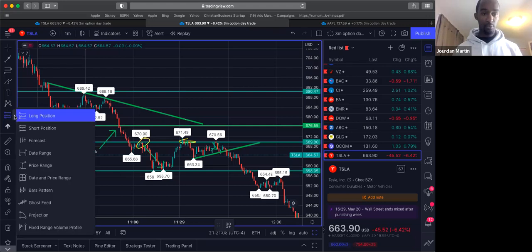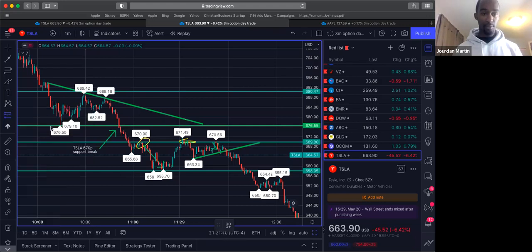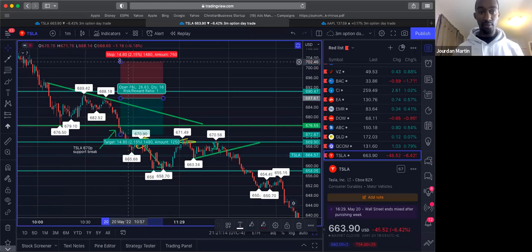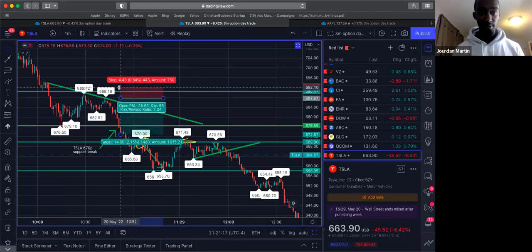Let's pop this open, short position. All right, y'all gonna see how to use some TradingView tools too here. So if you put your stop right here, what's this?